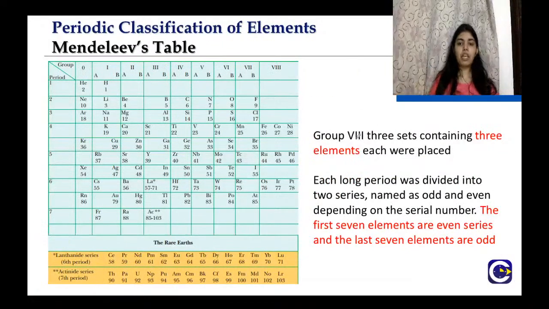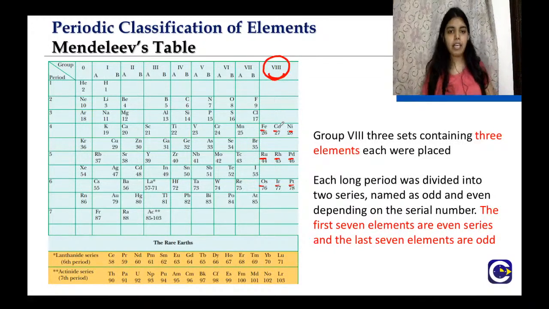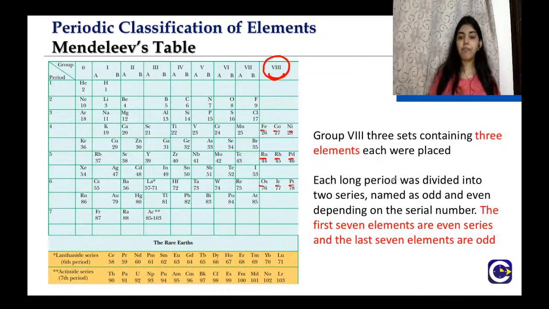Now here if you see group 8, it consists of 3 elements, right? Iron, cobalt, nickel, ruthenium, rhodium, palladium, osmium, iridium, platinum, right? So this consists of 3 elements. So he said that each long period, in which the 8th group basically has 3 elements, that means this period and this period, was divided into 2 series.